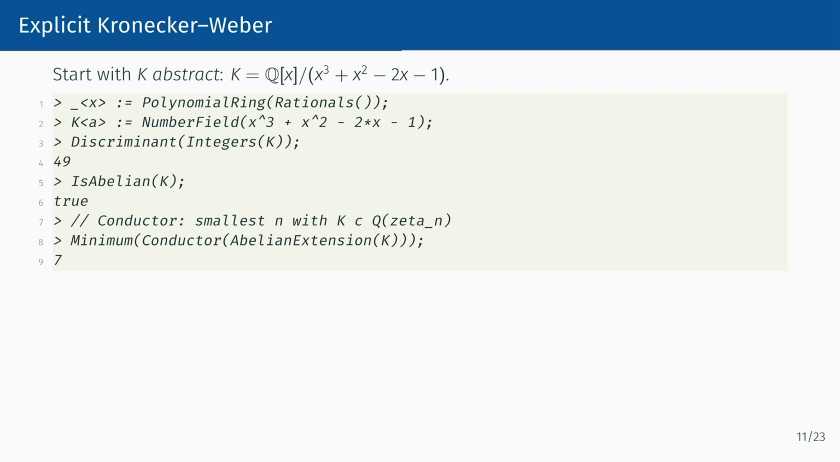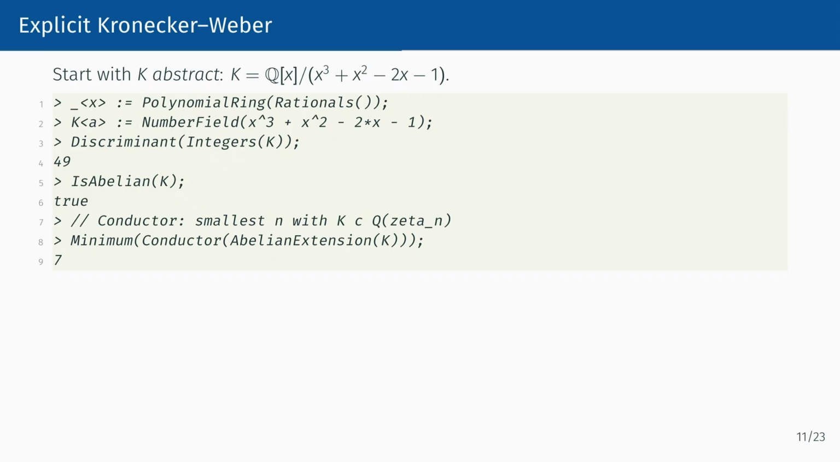Okay. You can also do explicit Kronecker-Weber in Magma. So in this case, you start with some abstract field. Just define a cubic field with some other innocuous-looking polynomial. You define the number field, you compute the discriminant. Okay, you check if it's abelian. So far, so good. Well, if it's abelian, then it should be contained in some cyclotomic extension. How do we figure out which? Well, we compute the conductor. So this is computationally possible.